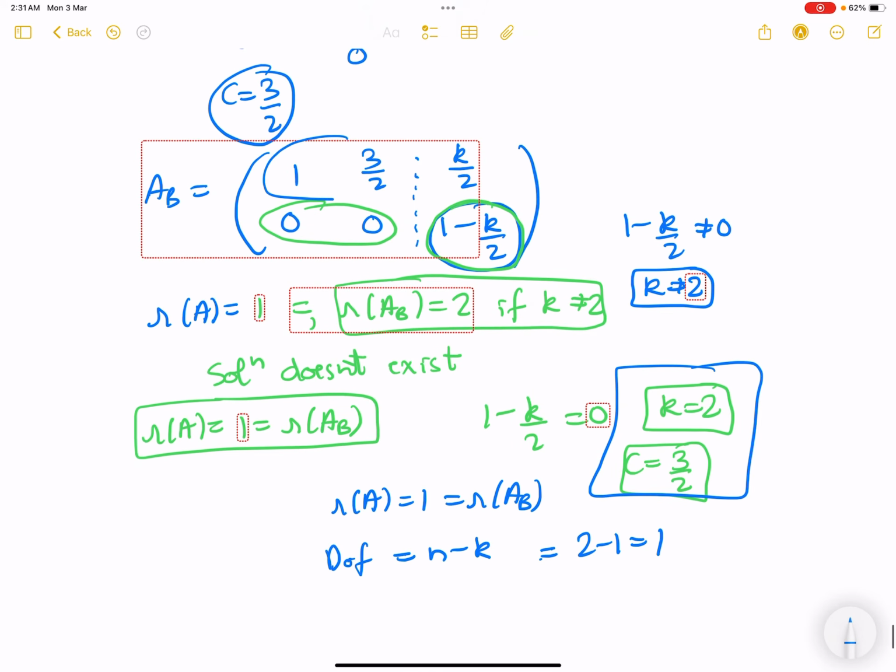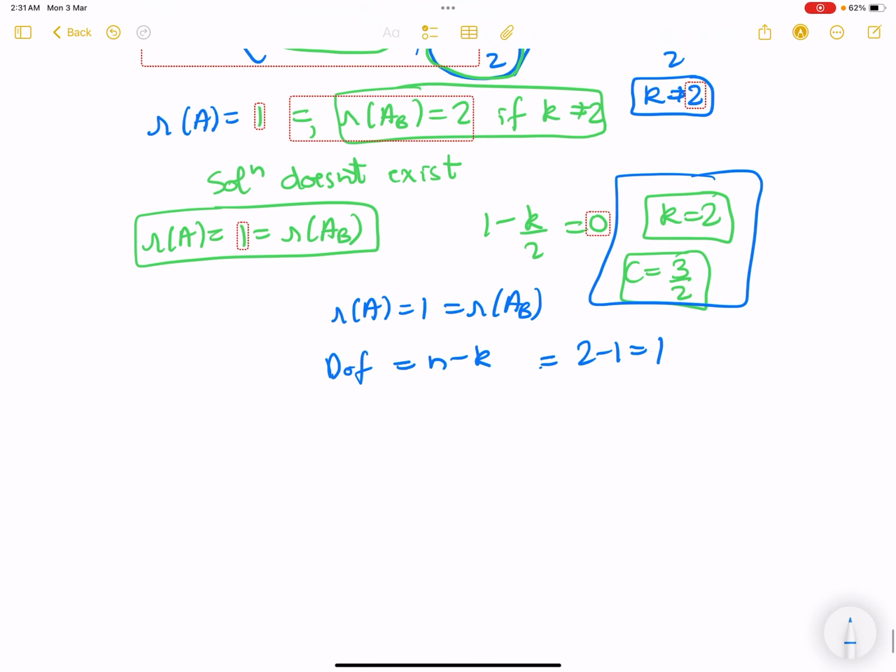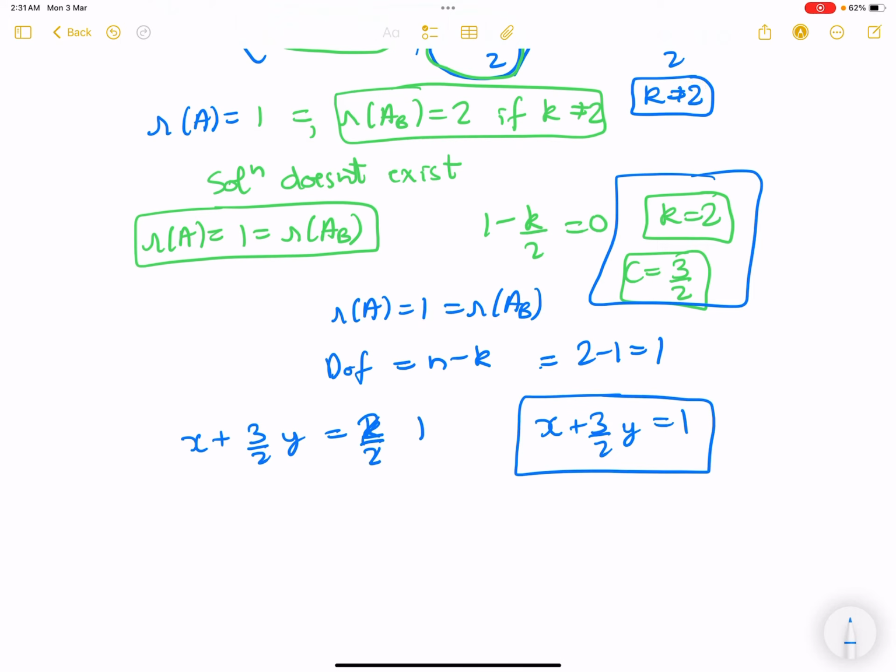So we have this equation left with us: x plus 3 by 2 y equals k by 2. In this particular case k was 2, so this is 2 by 2, which is 1. So we have the equation x plus 3 by 2 y equals 1. Now what does that mean? If you take any value for y, accordingly you can get a unique value for x.